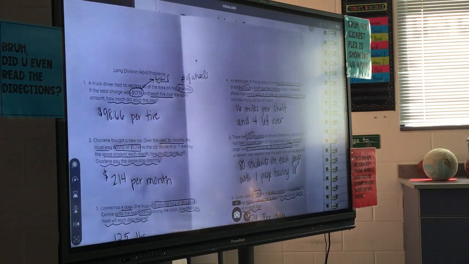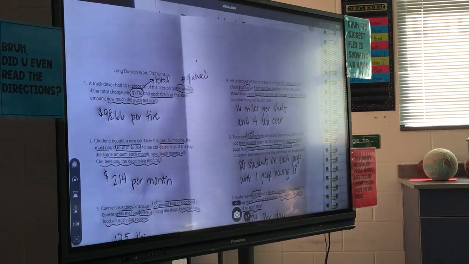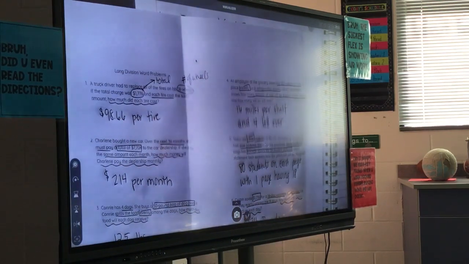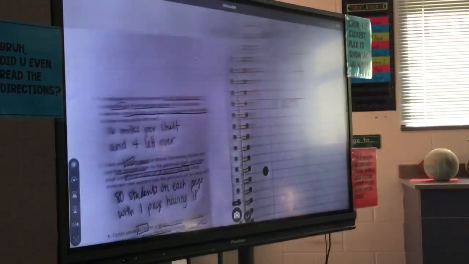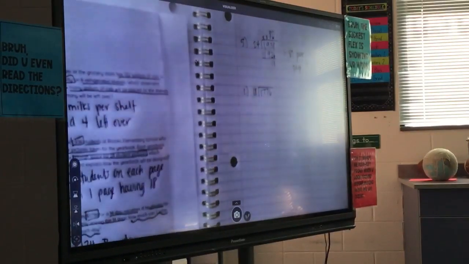So it says a truck driver had to replace all the tires of his 18-wheeler. The total cost was $1,776, and each tire cost the same amount. How much did each tire cost? You are dealing with money, right? Okay, and I'm going to divide by 18. Y'all can't see that, sorry. And I know we have not gone into decimals yet.